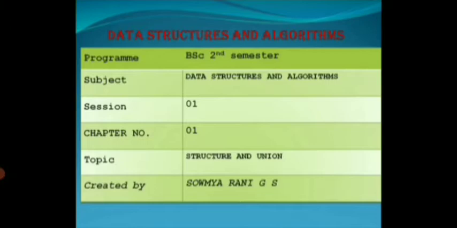This semester, I'm going to handle the subject Data Structure and Algorithm for BSc second semester. This is the syllabus of your subject Data Structures using C. It consists of internal marks of 20 and exam marks of 80. The whole syllabus consists of 5 chapters.